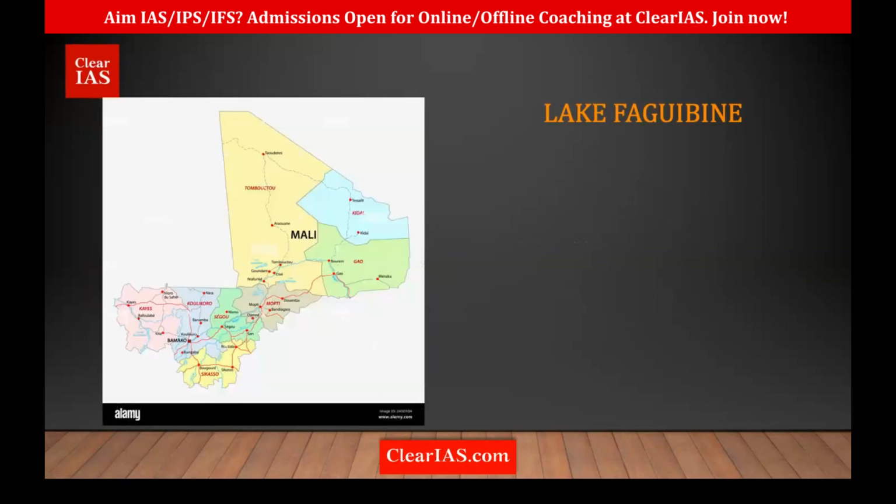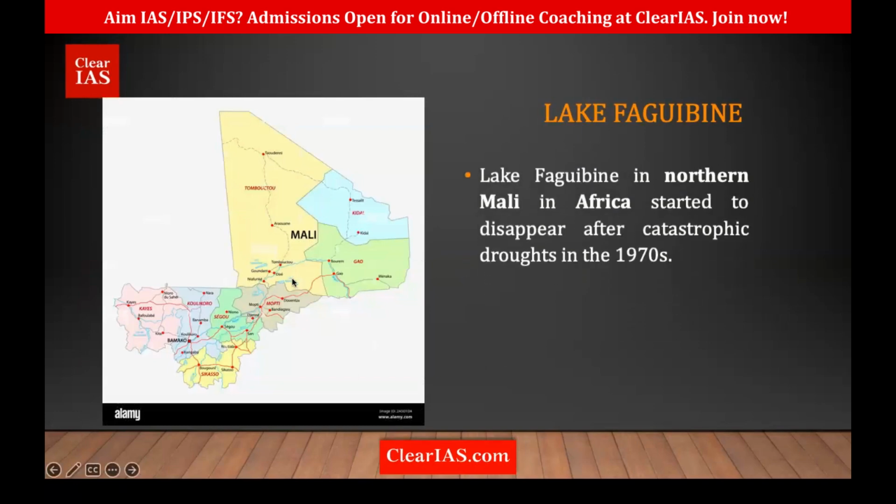This one is in Mali, Lake Fagubin. But you cannot actually see this lake. Why? It actually disappeared. There was a catastrophic drought in the 1970s in Mali in Africa. This lake was in the northern part of Mali, and it disappeared due to the drought condition. Remember, Lake Fagubin got fatigued and dried out.